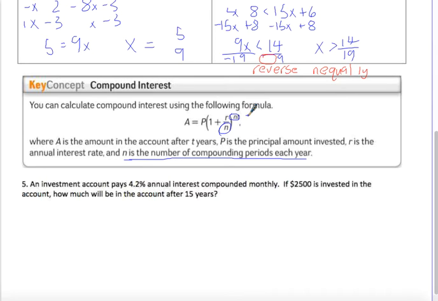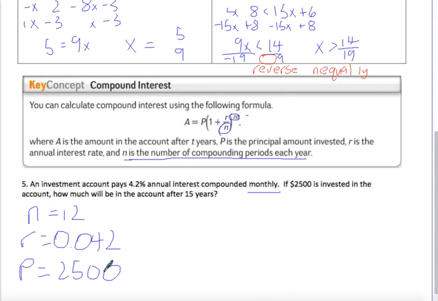So an investment account pays 4.2% annual interest compounded monthly. How many months are in a year? 12. So n is equal to 12 in this problem. And r is 4.2%, which we have to convert to a decimal number. We have our principal payment, or initial amount, is $2,500. And we want to know after 15 years.